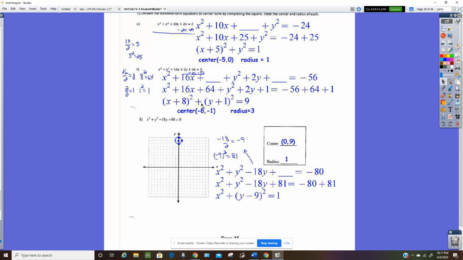Well, that's the next problem. So let me go back here. Center -8, -1, radius 3.